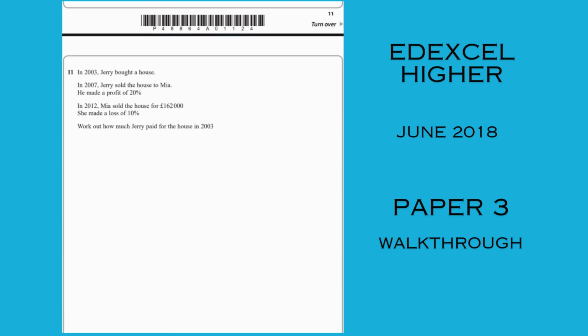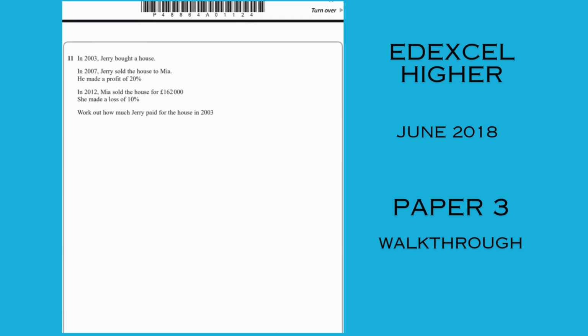Number 11. So Jerry's bought a house. We don't know how much he paid, but he made a profit.